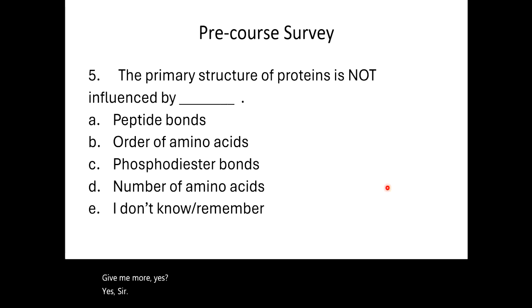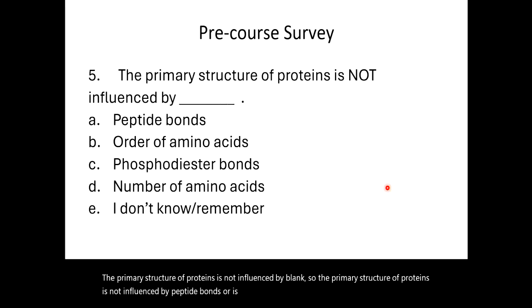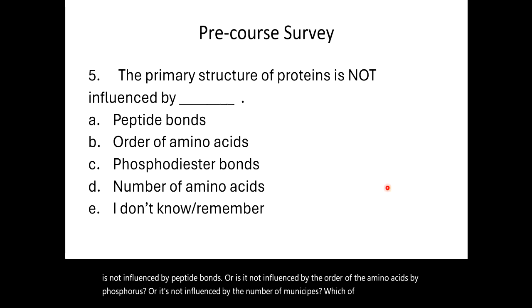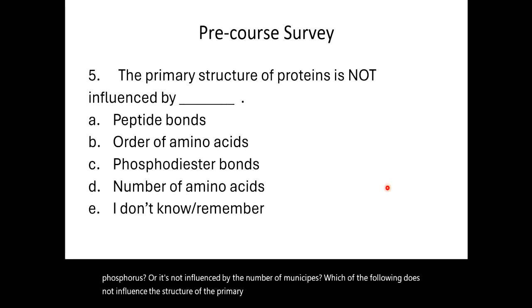The primary structure of proteins is not influenced by blank. So is it not influenced by peptide bonds, by the order of the amino acids, by phosphodiester bonds, or by the number of amino acids? Which of the following does not influence the primary structure of proteins?